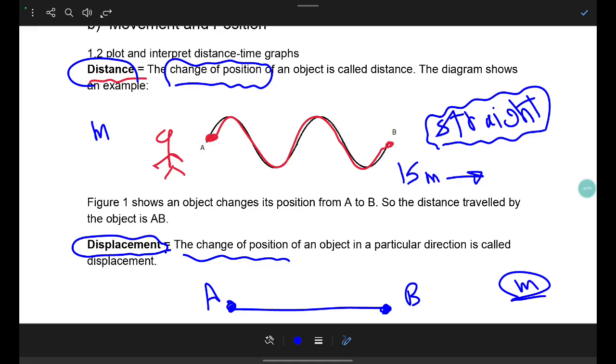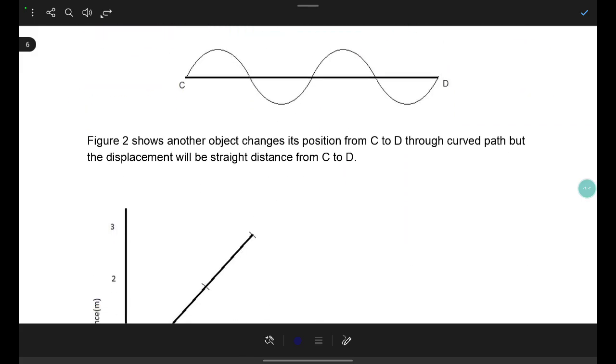Again, the difference between distance and displacement is that distance isn't a straight line and is a scalar physical quantity. Displacement is always a straight line from the beginning to the end, and is a vector quantity, and both are measured in meters.